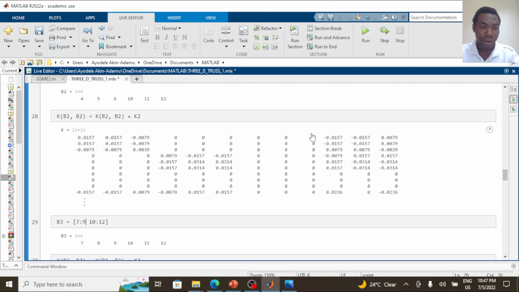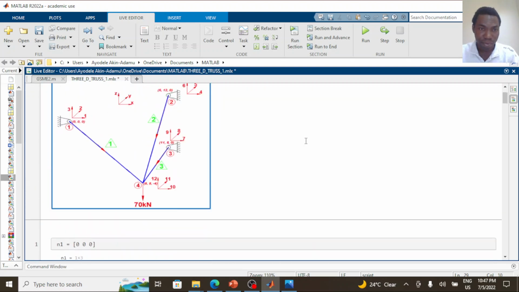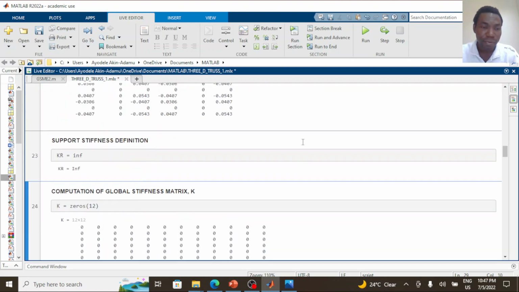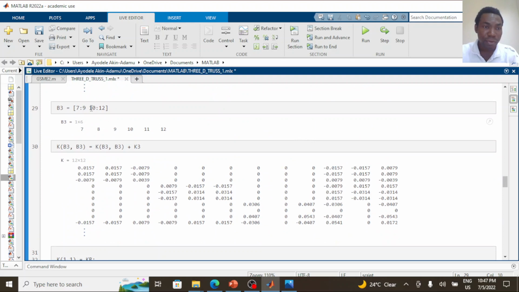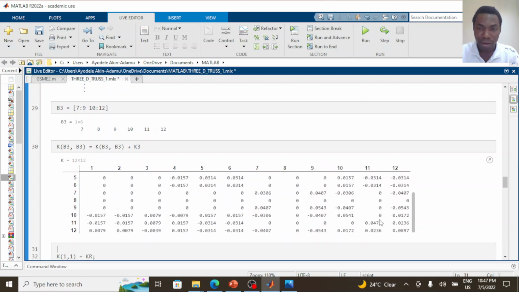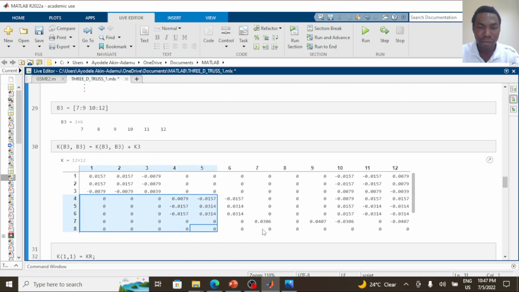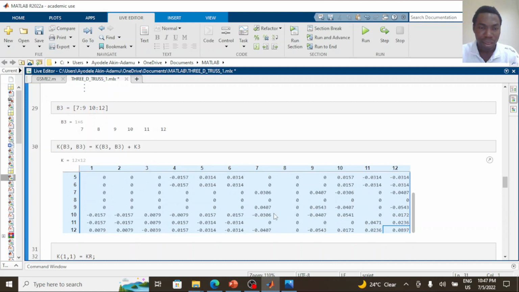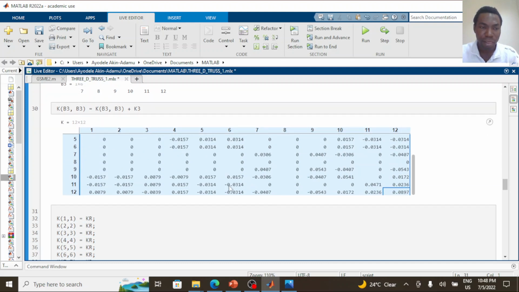7, 8, 9, 10, 11, 12. Let me confirm. 7, 8, 9, 10, 11, 12. So B3 is 7, 8, 9, 10, 11, 12. So you write Matlab code in this same manner to add your local stiffness matrix of element 3 to the base matrix. So this is our final global stiffness matrix. Since we have just 3 elements, this is our final global stiffness matrix.